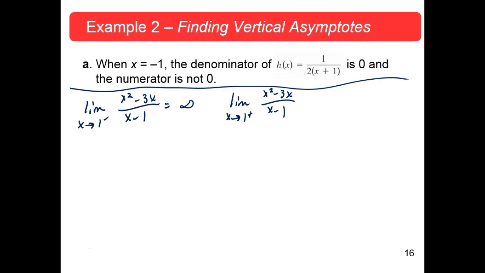3/2 squared, 9/4, is that what you said? I said 6/4. 6/4, I think it's 9, right? Yeah, 9/4. Minus, you're plugging in a 3/2 here, that would be 9/2, right? So that would be 9/4 minus 9/2, which would be negative 9/4, right?